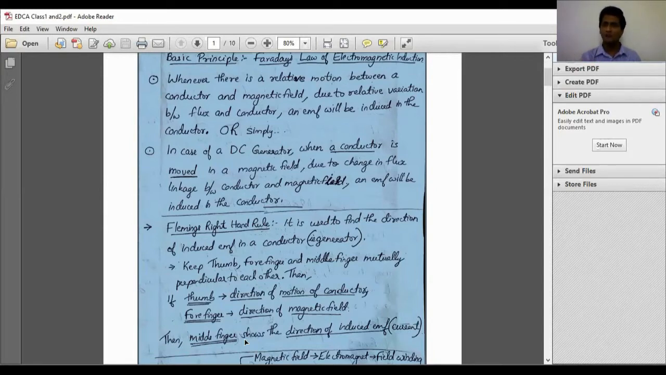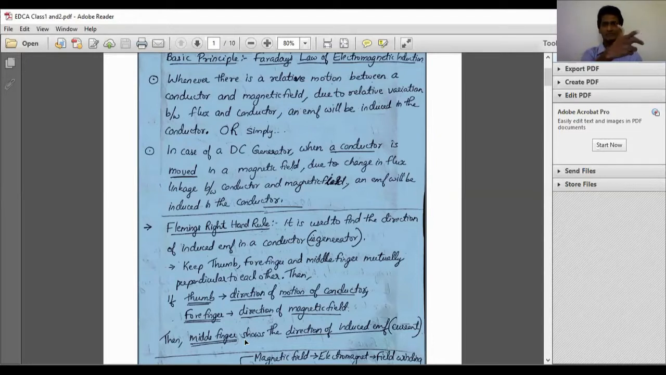So I want to know the direction of the induced voltage in the conductor. So I depend on Fleming's right hand rule. What does Fleming's right hand rule say? Actually, it is meant to find the direction of induced EMF. So keep your three fingers mutually perpendicular to each other. Three fingers of the right hand: thumb, forefinger, and middle finger.